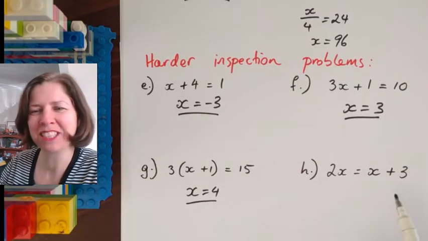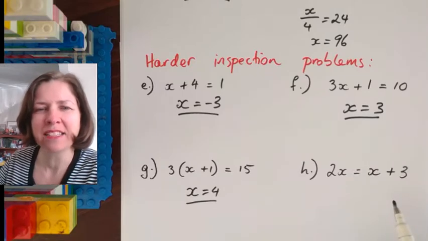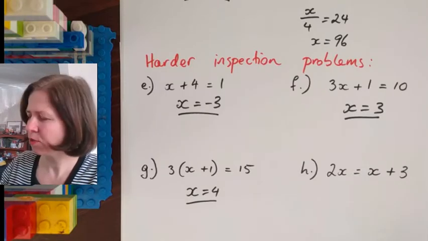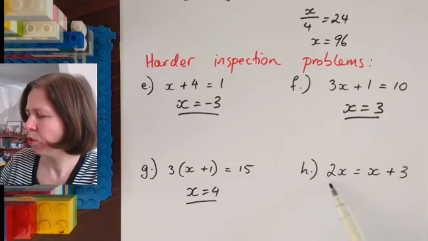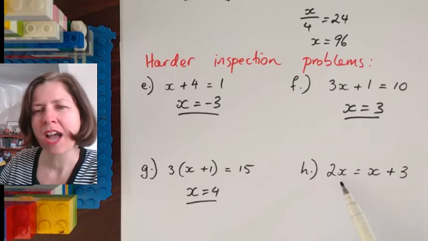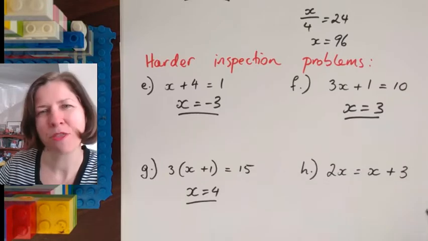And this last one is really tricky. 2x equals x plus 3. And this is the way I thought about this one. 2x is the same as saying double x. So what's the number which, if I double it, I get the same answer as if I add 3?